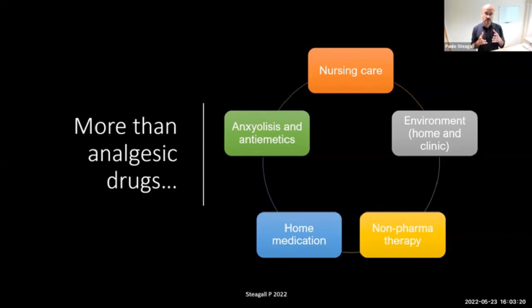And now I would like to approach that this is about more than the analgesic drugs themselves. Let's talk about these 5 concepts that are in that circle right there, that I find crucial as well to improve the hospital experience, to improve perioperative pain management in its setting.